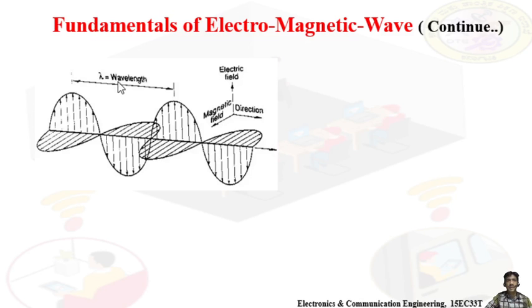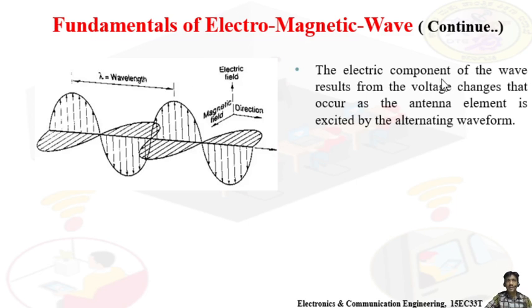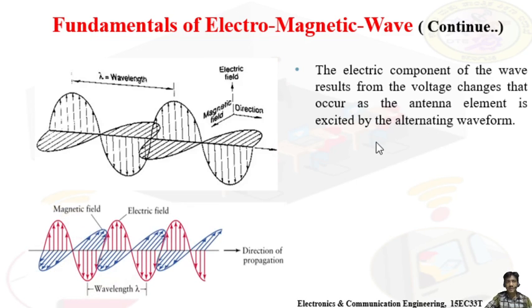Here you see this diagram, you can easily understand. The electric component of the wave results from voltage changes that occur as the antenna element is excited by the alternating waveform. We know that the electromagnetic wave consists of an electric field. That electric field occurs as the antenna element is excited by the alternating waveform.